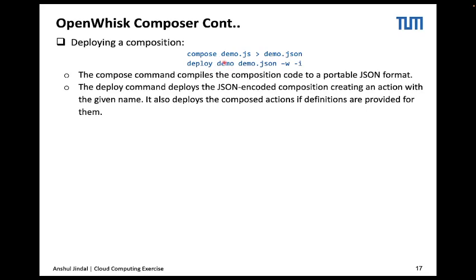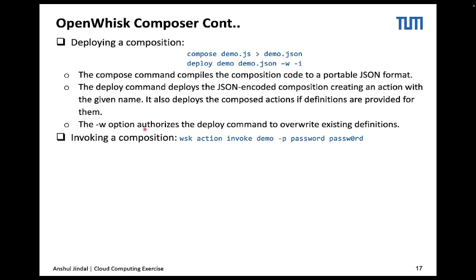Deploy, this would be your composer function name, then specify the name of the file, and then -w, I'll tell you why, or -i. I'm using -i for insecure, because my OpenWhisk deployment is not secure. If you want a secure OpenWhisk deployment, you have to give the certificates and everything. Because we are just deploying for the exercise, we don't have to provide the certificates for SSL authentication. So that's why this -i is over here.